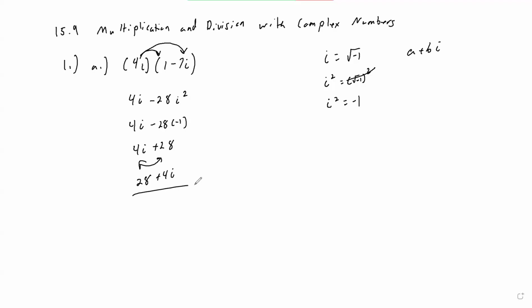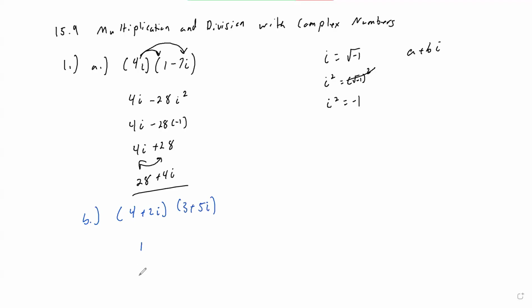So what we're going to see new here is that i squared actually does equal a real number. This is why we deal with complex numbers, because two imaginary numbers multiplied together does produce a real number. All right, so let's look at another one. Let's look at 4 plus 2i times 3 plus 5i.